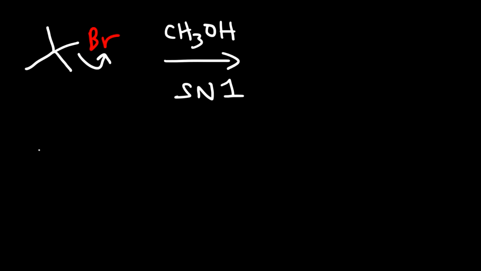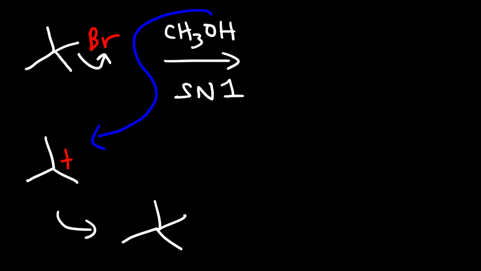The first step is that the leaving group is going to leave, and we're going to get a tertiary carbocation, at which point the methanol will attack the carbocation, giving us an intermediate that looks like this. So we're going to have an oxygen attached to the tert-butyl group. It's going to have a hydrogen on it, a lone pair, the methyl group, and a positive charge. Whenever oxygen has 3 bonds, it's going to have a positive charge.